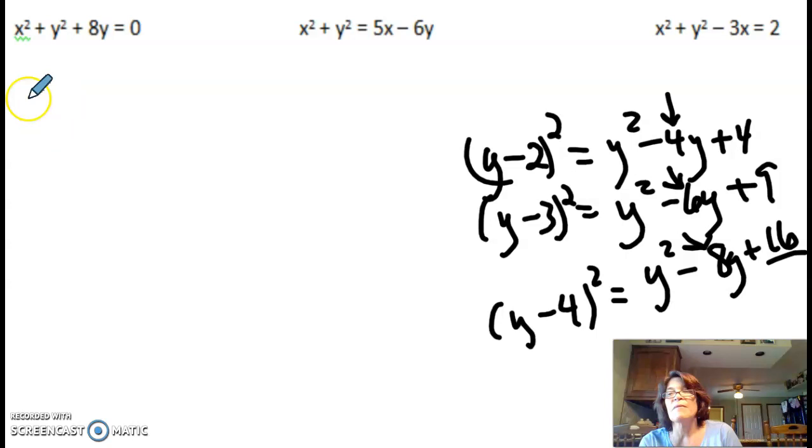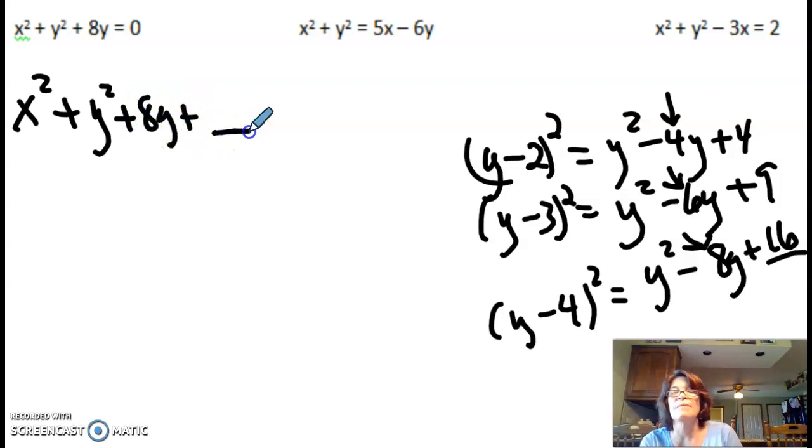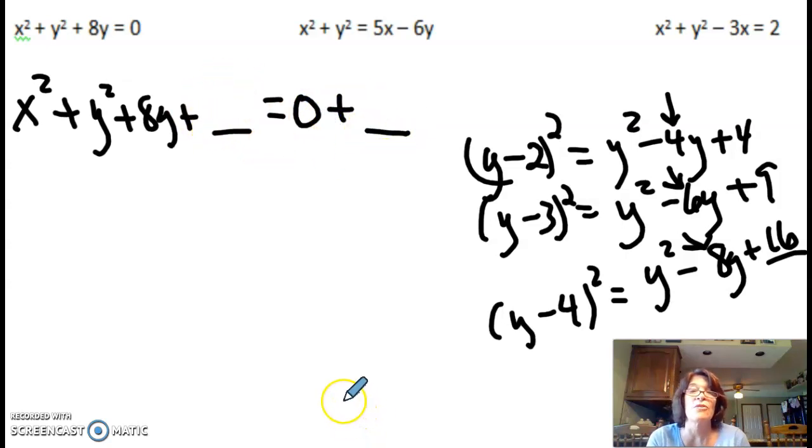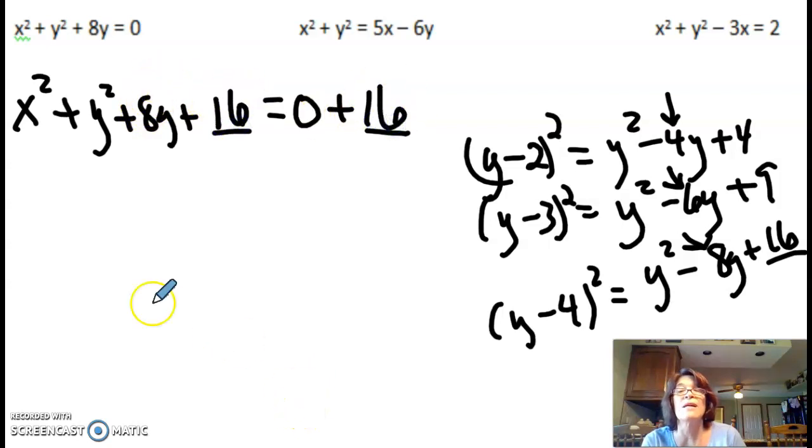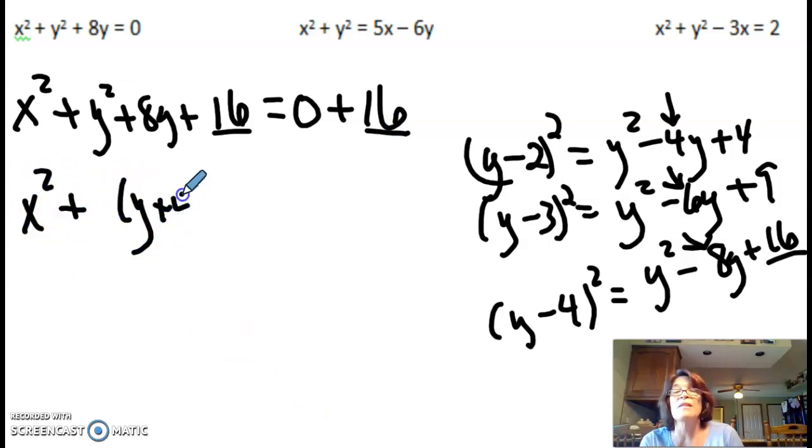Okay, so x squared is fine. I have y squared plus 8y plus something equals 0. And then, hey, I can't just add something to the left side of an equation unless I add that same thing to the right side of the equation. So half of 8 is 4. 4 squared is 16. I'm going to add 16 to both sides of this equation. Now I have x squared plus y plus 4 squared. Notice it's plus, not minus, because you look at what the middle term is.